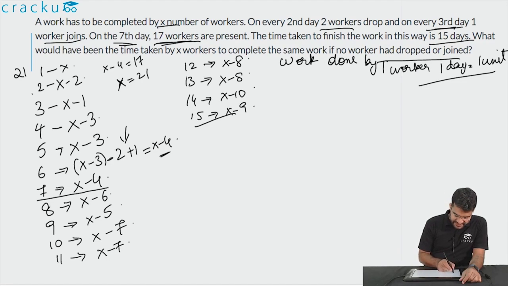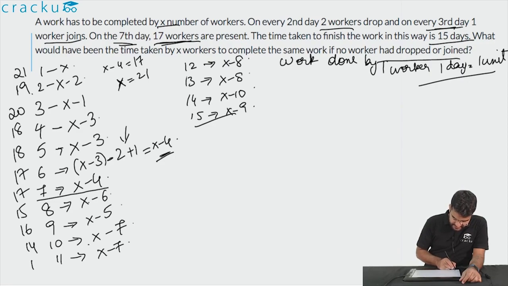and on the second day, because it is X minus 2, only 19 workers remain. Similarly, on the third day there are 20 workers, on the fourth day it is 18, fifth day is 18, sixth is X minus 4, so it is 17, seventh day is also X minus 4, it is 17, on the 8th day it is X minus 6, so it is 15, 9th day is X minus 5, so 16, 10th day is X minus 7, so 14, 11th day is also 14, 12th is X minus 8, so 13, 13th day is also X minus 8, so 13, 14th day is X minus 10, so 11, and 15th is X minus 9, so 12.